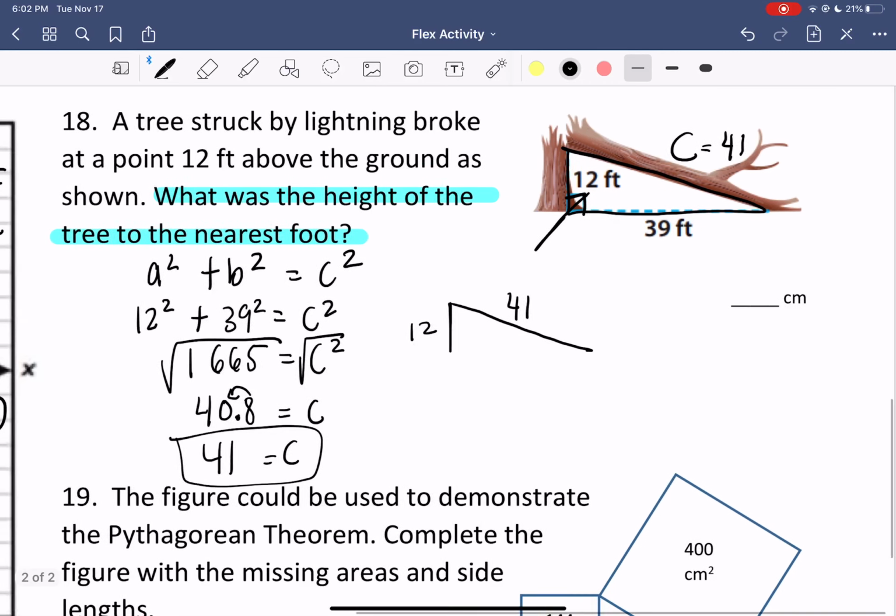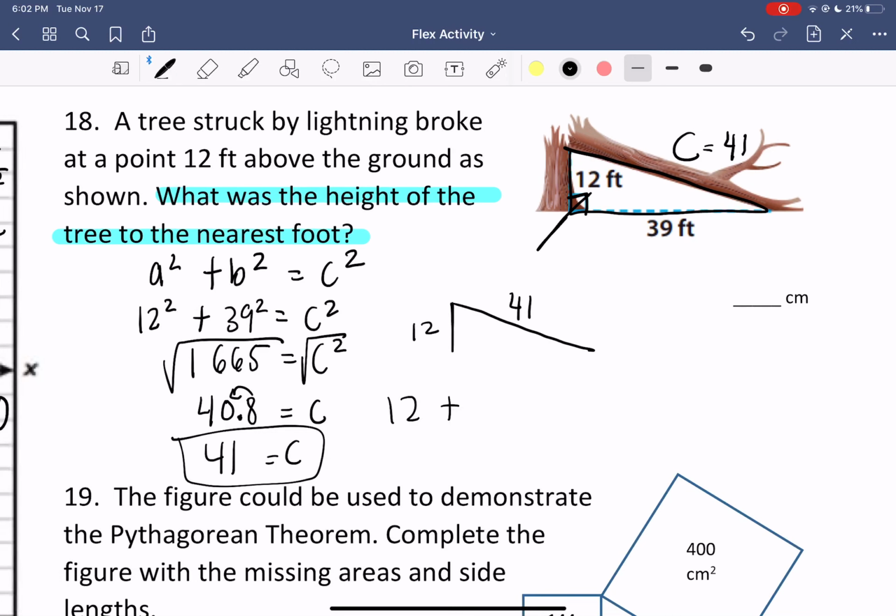So we're going to have to add 12 plus 41, because that's the length. Because this right here, this is tree, and this is also tree. So we have to add both of those up in order to get 12 plus 41, and we're going to get 53. And this says centimeters, but it should say feet. So that's one tricky way that they can ask you to try and trick you into finding the wrong answer.